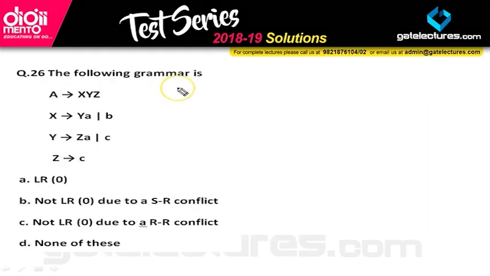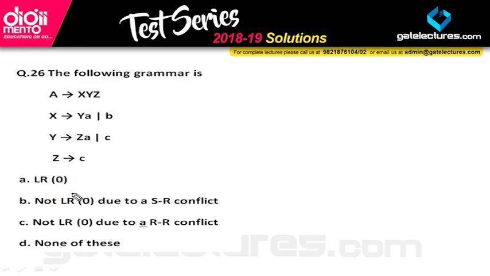So we have our next question, which says the following grammar is... They have given a grammar. They are asking whether it is LR(0) or not LR(0) due to SR conflict or RR conflict. So what we basically have to do is take this grammar, make closures of it, and see whether it is perfect or whether there is any SR or RR conflict.